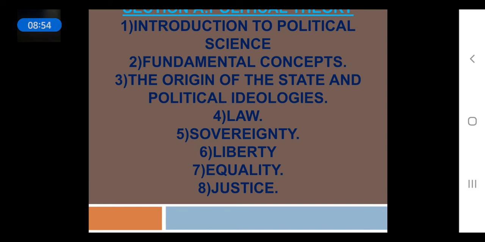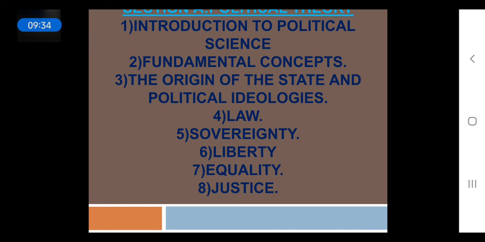And next one is the origin of the state and the political ideologies. Here we're going to be studying the social contract theory, its features, and the criticism by different scholars and philosophers like John Locke and Thomas Hobbes. And in political ideologies, we're going to be studying liberalism and socialism. So this we're going to be studying in chapter 3.